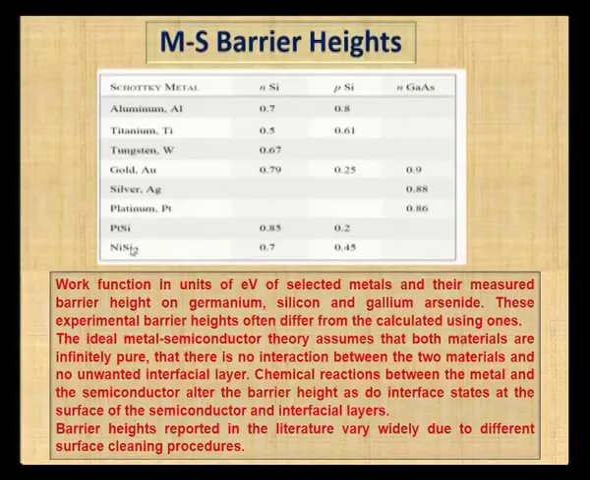This table shows the barrier heights of different Schottky metals. The metals are called Schottky metals since these metals create a barrier when metal and semiconductor are in contact. This is n type silicon. For aluminum metal and n type silicon, it is 0.7 electron volt. The barrier height is measured in electron volt. For p type silicon, for aluminum metal it is 0.8. Similarly, it varies for different Schottky metals and different semiconductor devices.